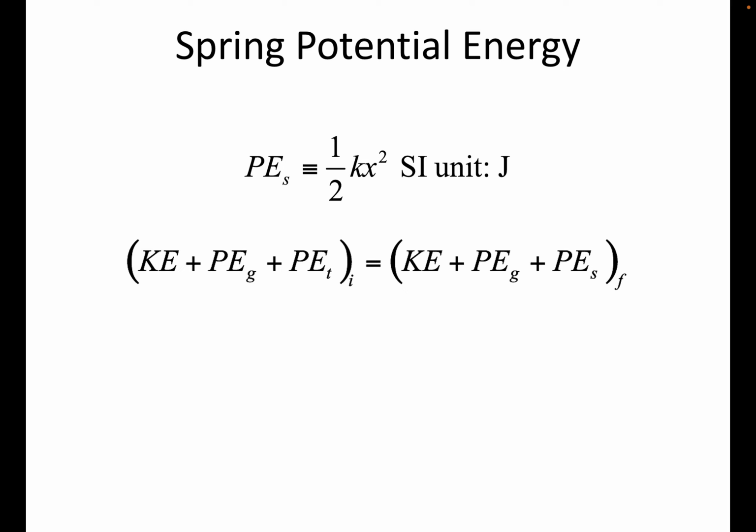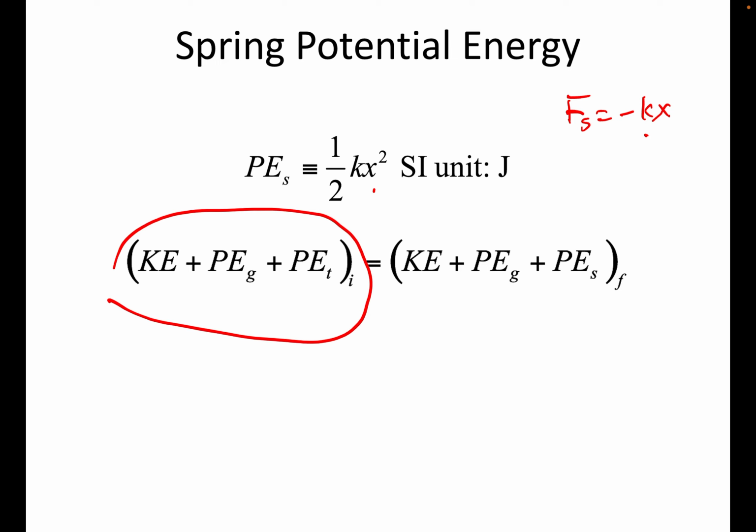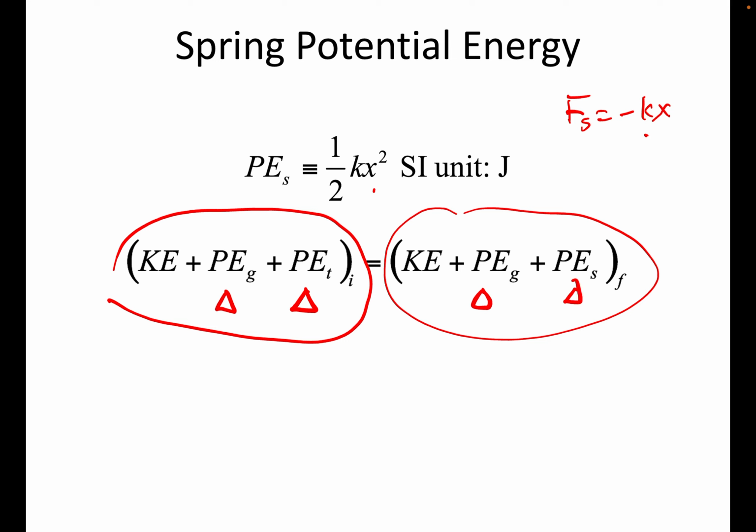The potential energy stored in the spring, we call it elastic potential energy. It's given by 1/2 kx squared. x is the displacement. k is the same Hooke's constant as in Hooke's law. So now the conservation of mechanical energy should be changed to include both gravitational potential energy and elastic potential energy. Should be spring potential energy.